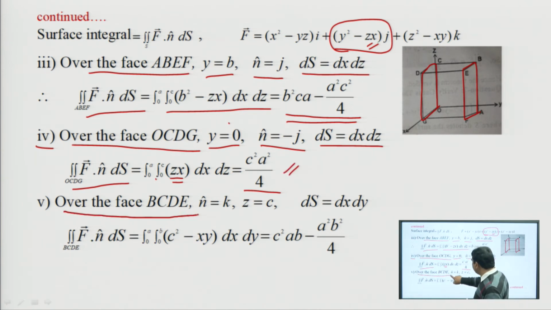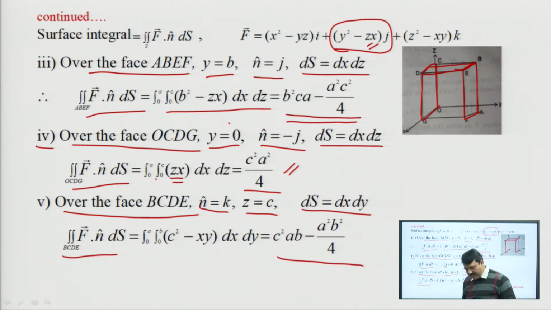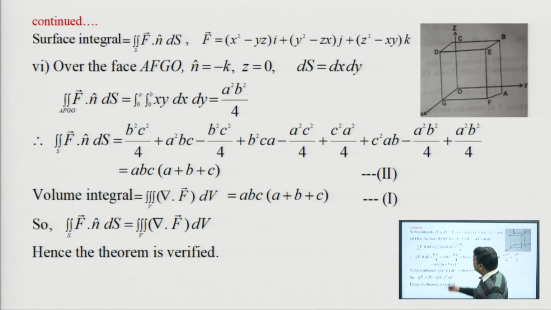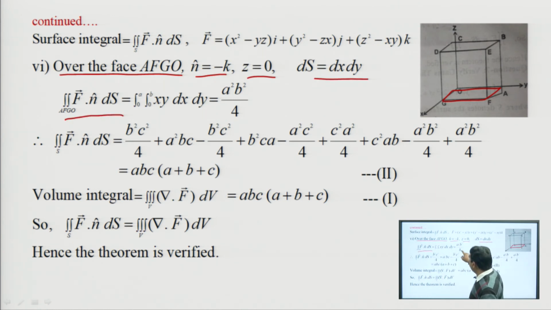Similarly, over the face BCDE, over this face n is equal to k and z is equal to c, dS is equal to dx dy. In this case the value of this integral becomes this, that is c square (ab minus b square) by 4. And next, finally, over the face AFGO, over this face n is equal to minus k, z is equal to 0 and dS is equal to this, then F dot n becomes this.